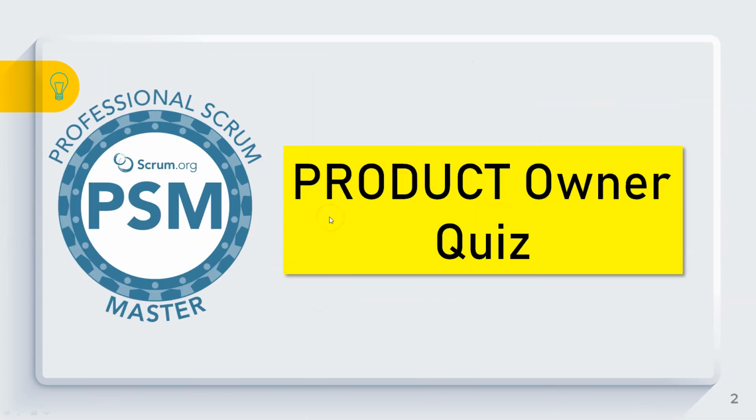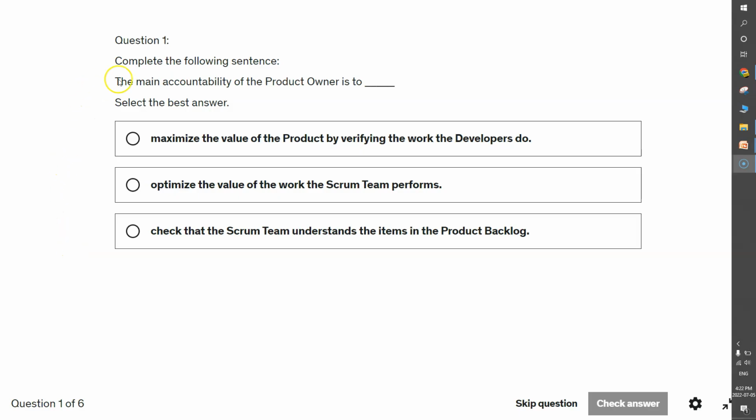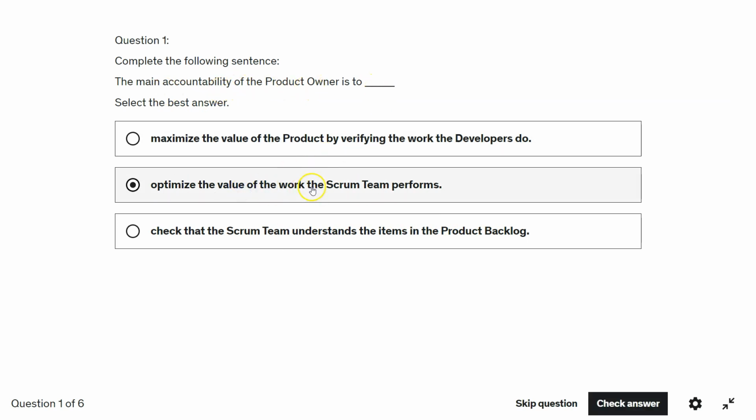So guys, we'll talk about the Product Owner quiz first. Alright guys, the very first question. The main accountability of the product owner is to maximize the value of the product by verifying the work the developers do. Option B, optimize the value of the work the Scrum team performs. Option C, check that the Scrum team understands the items in the product backlog. The main accountability of the product owner is to optimize the value of the work the Scrum team performs.